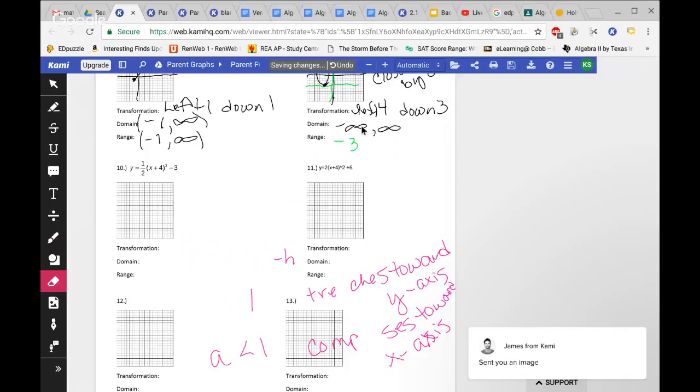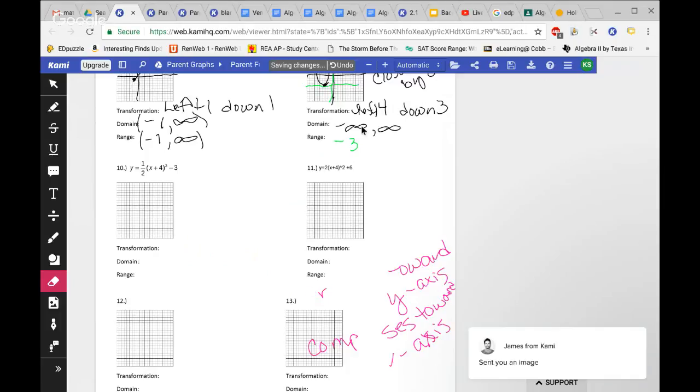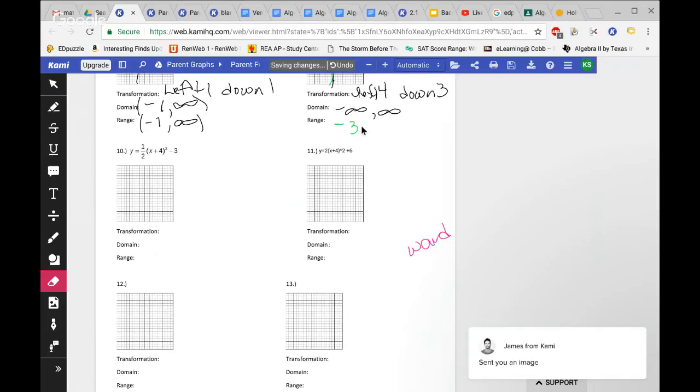Okay, so look at number 10 while I try to get my computer to cooperate. Is that going to get closer to the X or closer to the Y? X. Good job. Okay, number 11. Is that going to get closer to the Y or closer to the X? Y. Good job. There you go. Okay, and for number 10, it's going to get closer to the x-axis because that 1/2 tells us it's going to do that. Okay, what are your other transformations?